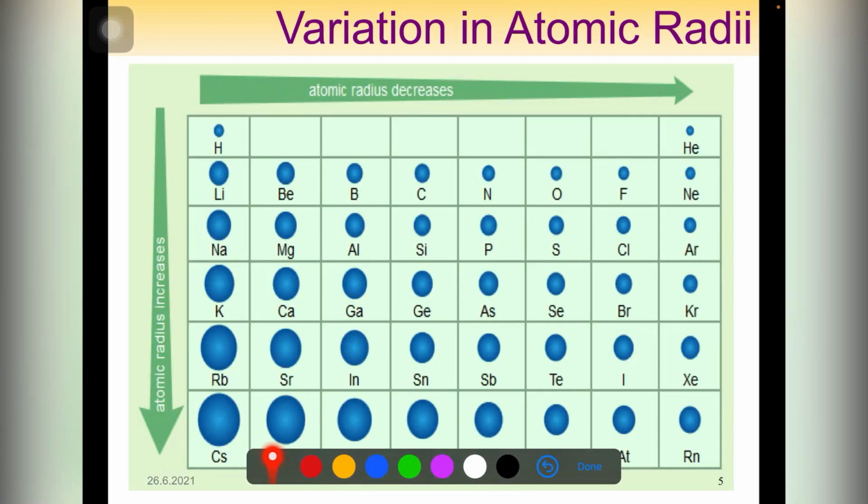So this is the diagram showing the variations in the atomic radii across a period and down a group. You can see that the atomic radius decreases across a period and the atomic radius increases down a group.